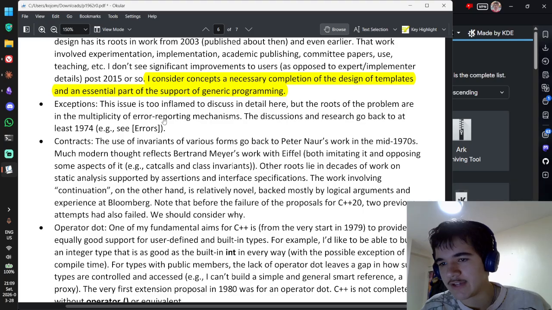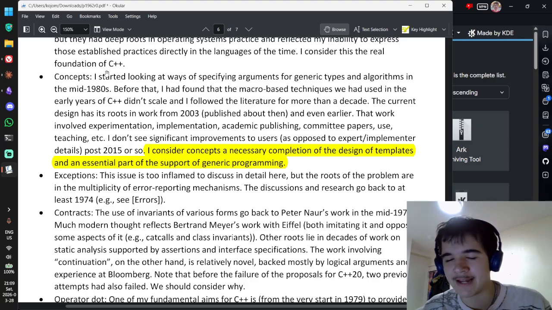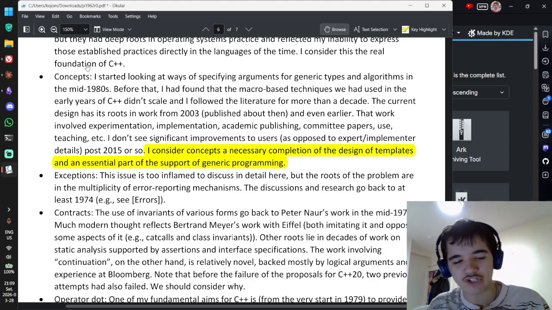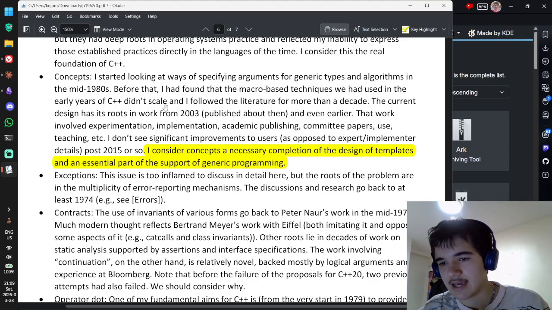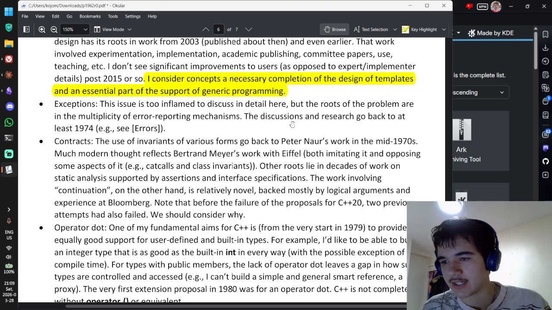"Exceptions. The issue is too inflamed to discuss in detail here, but the roots of the problem are in the multiplicity of error reporting mechanisms." By the way, there's a video for concepts by Bjarne. It's a bit long. It's a presentation, but it's so eye opening to the power of concepts, which is why I keep going on about it. I don't know if I love it, but it's just so novel to me. Coming from traits, to me they look like traits, but potentially more powerful, and that is really cool. I need to explore that further.